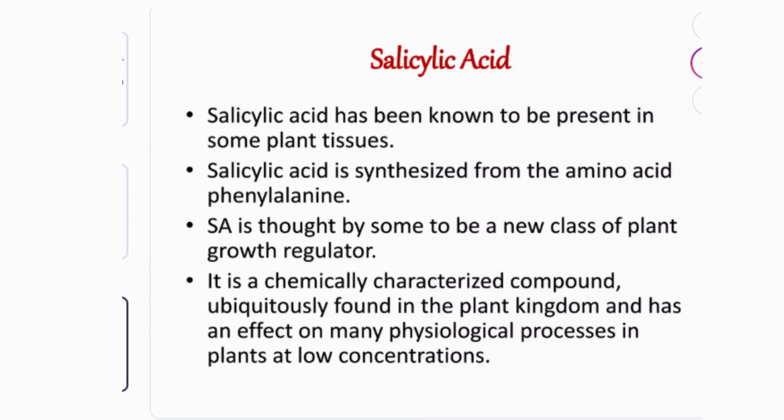Salicylic acid. Salicylic acid is known to be present in some plant tissues. Salicylic acid is synthesized from the amino acid phenylalanine. Salicylic acid is thought by some to be a new class of plant growth regulators. It is a chemically characterized compound ubiquitously found in the plant kingdom and has an effect on many physiological processes in plants at low concentrations.